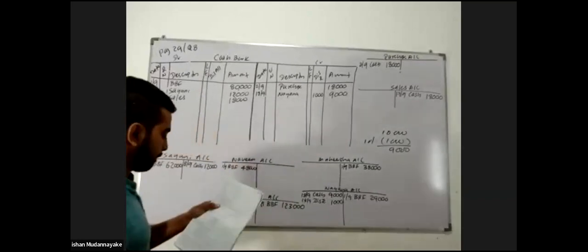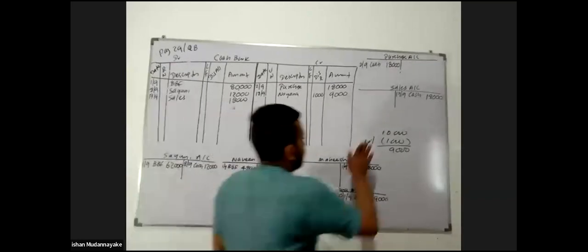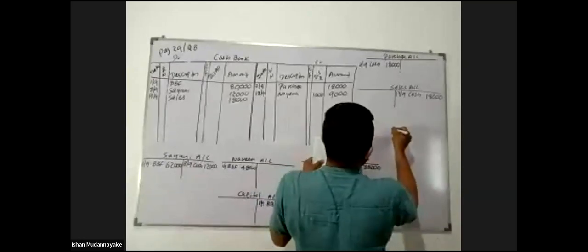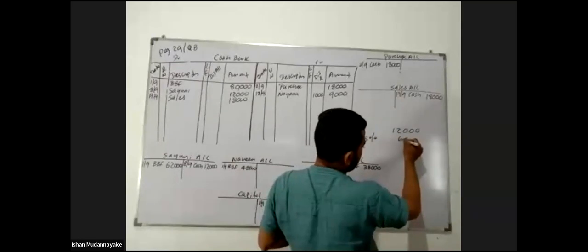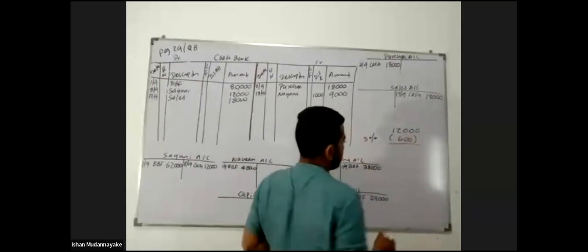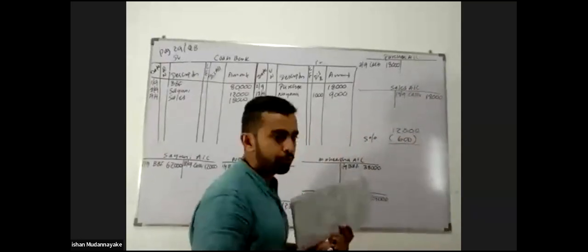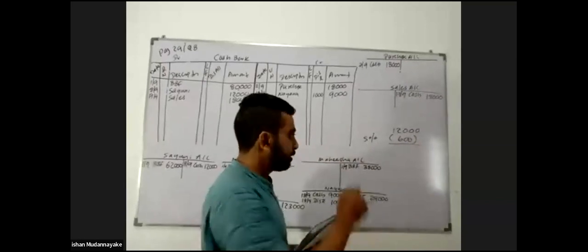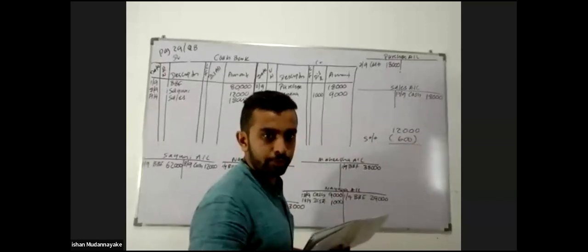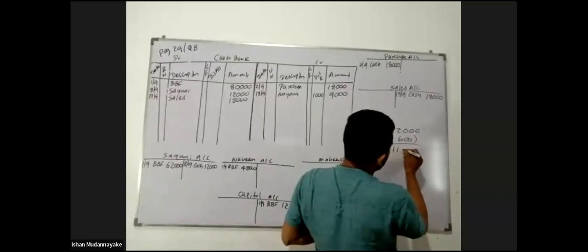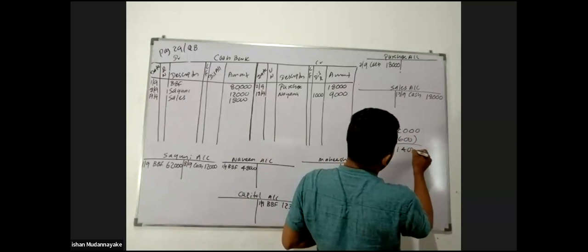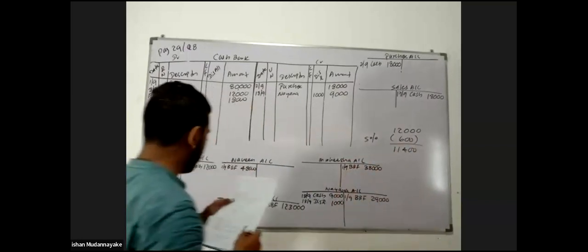And then here, Naveen receivable amount 12,000. 5% discount. How is the 5% discount? 10% is 1,200. 5% is 600. If it is 10%, 1,200, then if it is 5%, 600. Then cash received from Naveen, how much? 11,400. Right. How to record now?